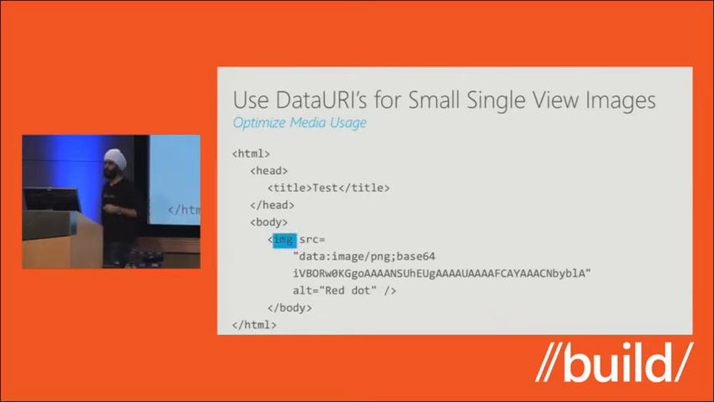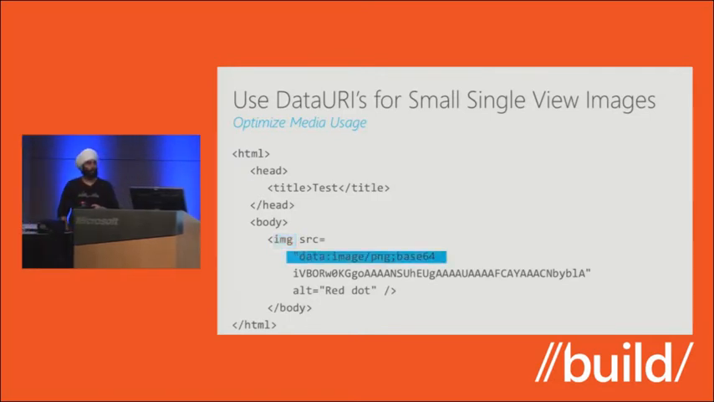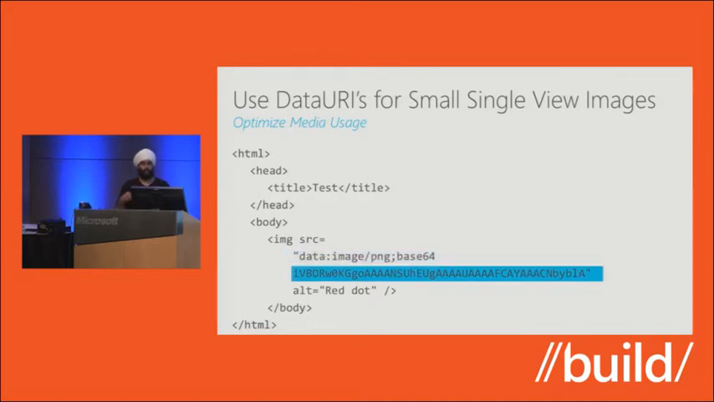Okay, so for really small images, use data URIs. The way data URIs work is you just include an image tag as you normally would. And then instead of pointing the source to a file, just point it to a data attribute, and then point it to a base 64 encoded string. There are a lot of tools out there on the web where you can give it a PNG or a JPEG and it'll give you the string back. So the cool thing about this is you don't have to download that image. You can just do this directly in markup.